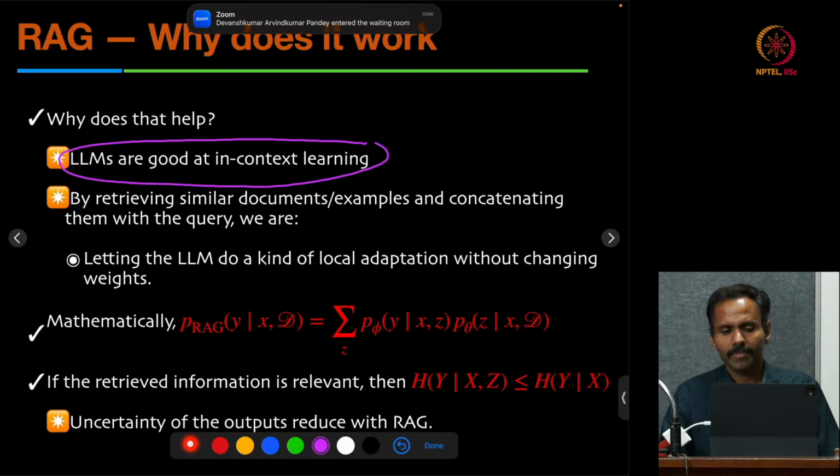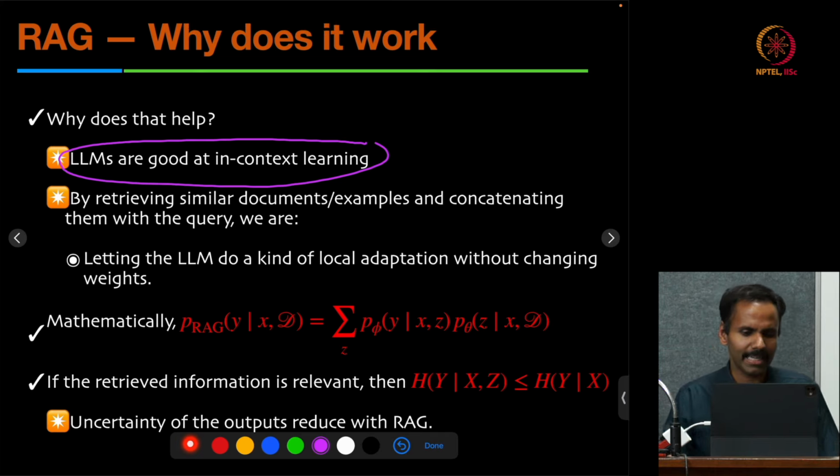Right? So now, by providing these similar documents, examples, and concatenating them with the query, you are allowing in context learning. You are allowing them to learn through the context. You are providing a method to locally adapt. If the task is not very similar to what you have learned, you can essentially do the adaptation of this, right?